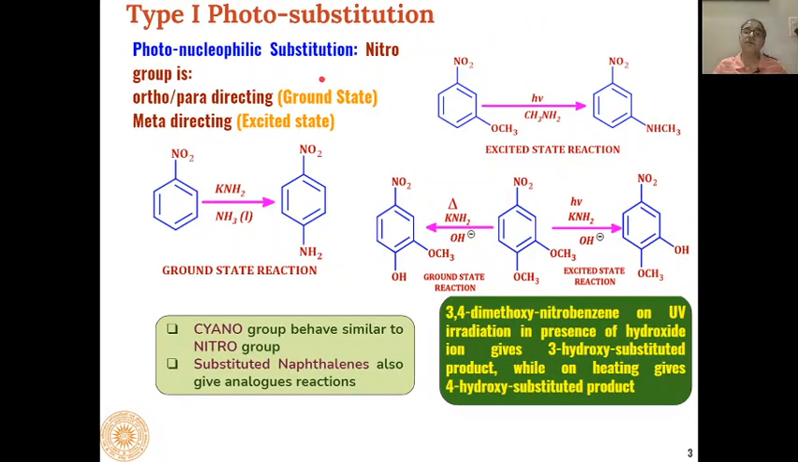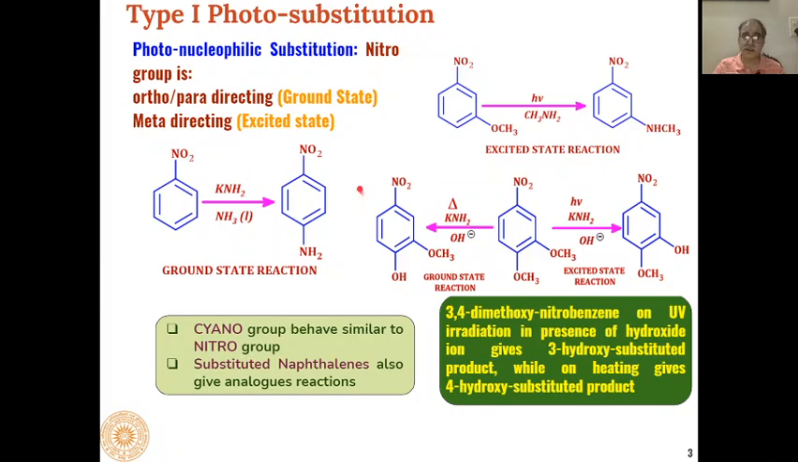In this category of photo-substitution reactions, the substitution reactions can take place by the attack of a nucleophilic species or by some electrophilic species. If the nucleophilic species is involved, we say photonucleophilic substitution reactions. And if an electrophile is the attacking species, then we call those type 1 photo-substitution reactions photoelectrophilic substitution. So first is photonucleophilic substitution reactions.